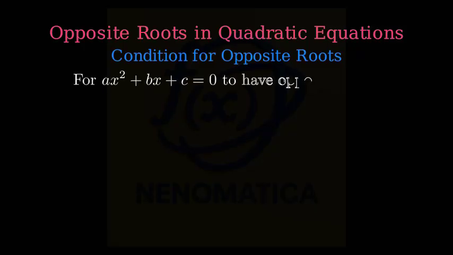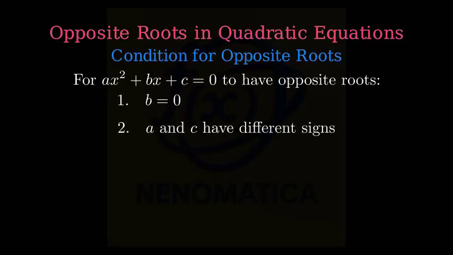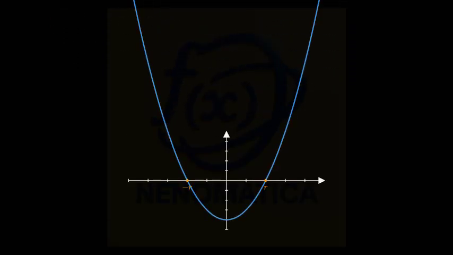The condition for a quadratic equation in the form ax squared plus bx plus c equals 0 to have opposite roots is that b equals 0 and a and c have different signs. When we have opposite roots, if r is one root, then negative r is the other root.